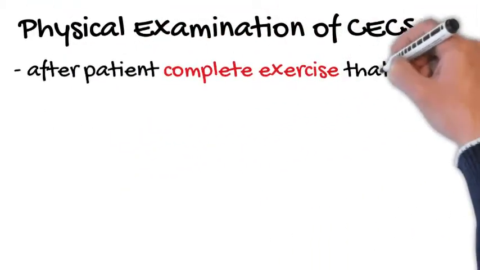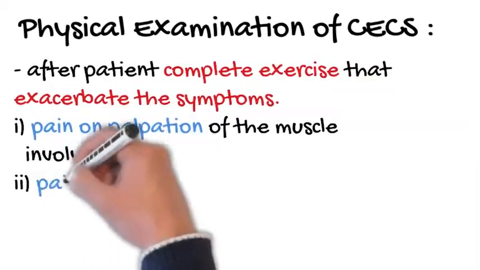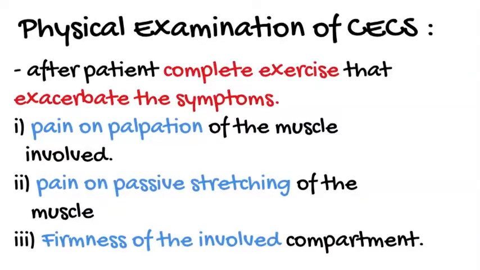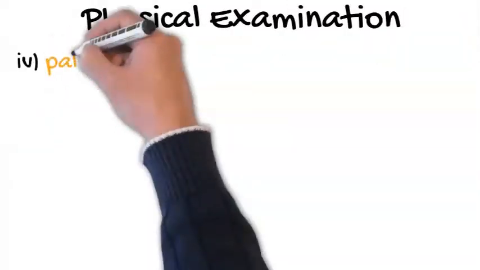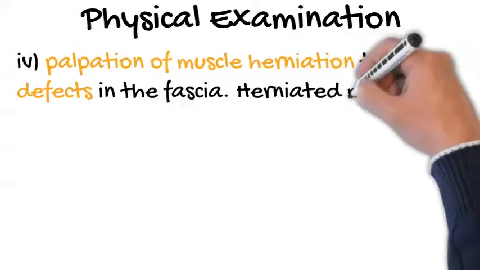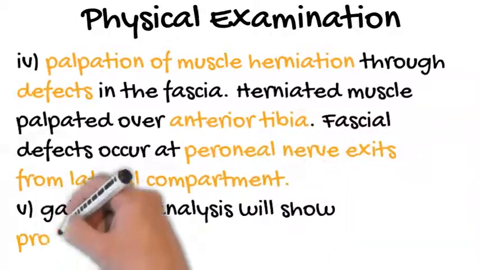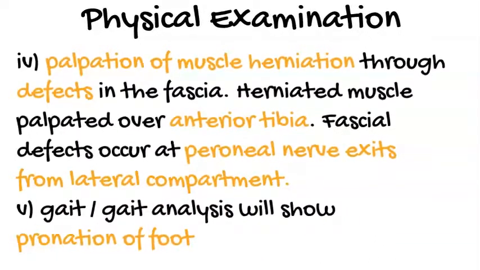Physical examination of CECS is again done after the patient completes the exercise that reproduces the symptoms. 1. Pain on palpation of the muscle involved. 2. Pain with passive stretching of the muscle. 3. Firmness of the involved compartment. 4. Palpation of muscle herniation through defects in fascia, which can occur in around 40 to 60% of patients. The herniated muscle is palpated over the anterior tibia. Fascial defects occur where the peroneal nerve exits from the lateral compartment.